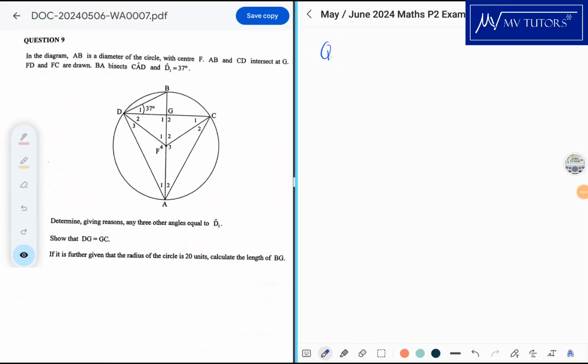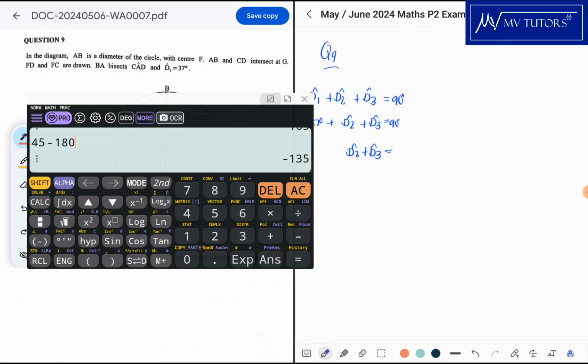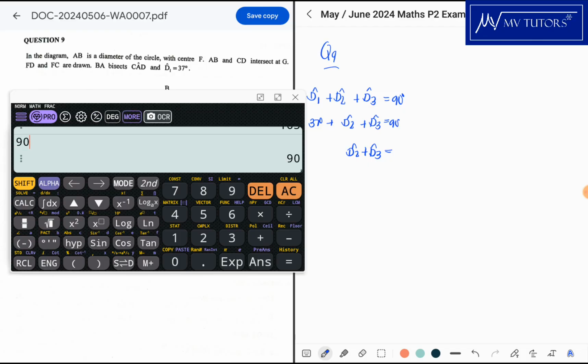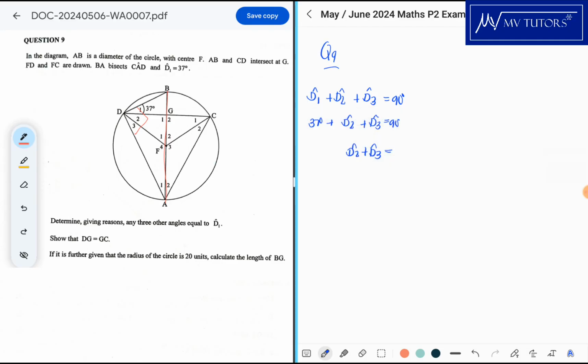Question 9. In the diagram, AB is a diameter of the circle with center F. All right, so if AB is a diameter, it means that the angle that it subtends is 90 degrees. So basically, D1 plus D2 plus D3 is actually equal to 90. And with D1 being 37 degrees, we can get D2 plus D3, right? So D2 plus D3 is 90 minus 37, which is 53.